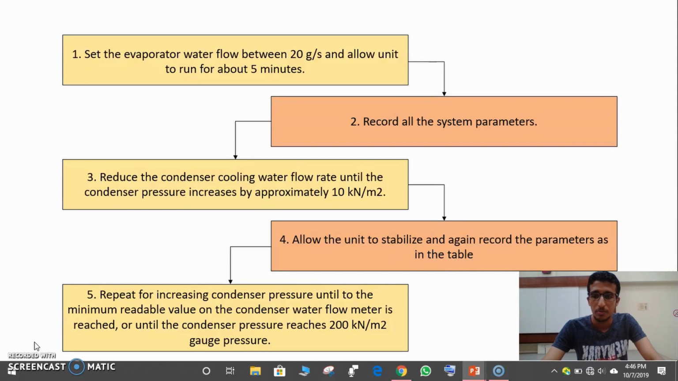And lastly, we repeated for increasing condenser pressure and decreasing the flow rate from 30 grams per second to 20 grams per second, to the minimum rateable value on the condenser. Discussion and result will be discussed next.